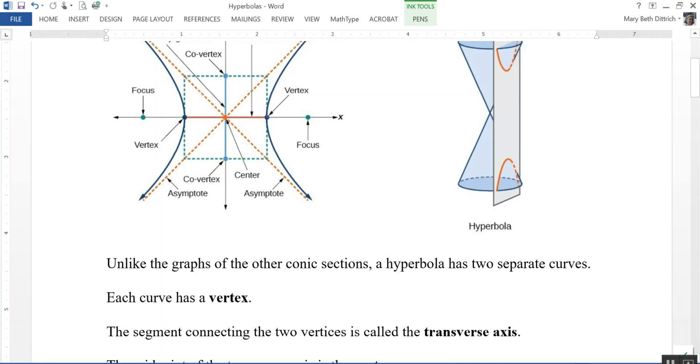You'll notice that the transverse axis and the conjugate axis create this rectangle, which is not actually a part of the hyperbola but helps us to draw it. Hyperbolas also have asymptotes, and those are lines that go through the vertices of this rectangle. Recall that an asymptote is a line that a curve approaches but never touches. So as you're drawing the hyperbola, when you draw this piece here, it approaches that asymptote in the upper right corner, and then it approaches the asymptote down here to the lower right.